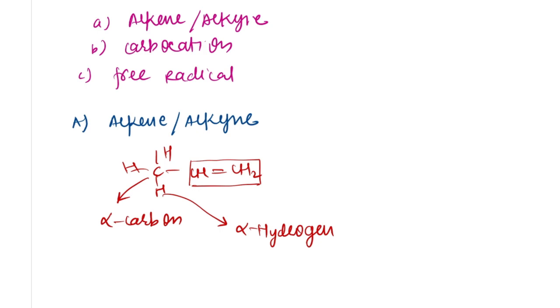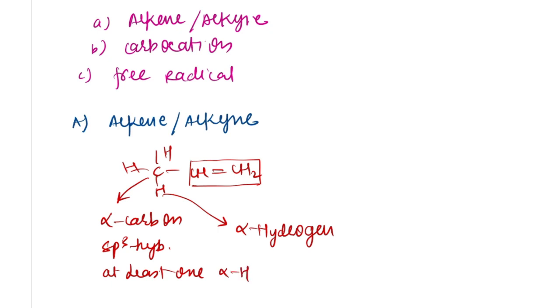So first of all, the alpha carbon should be sp3 hybridized. Alpha hydrogen is not hybridized; alpha carbon is sp3 hybridized, and it has at least one alpha H. Then it is in the category to show the hyperconjugation.